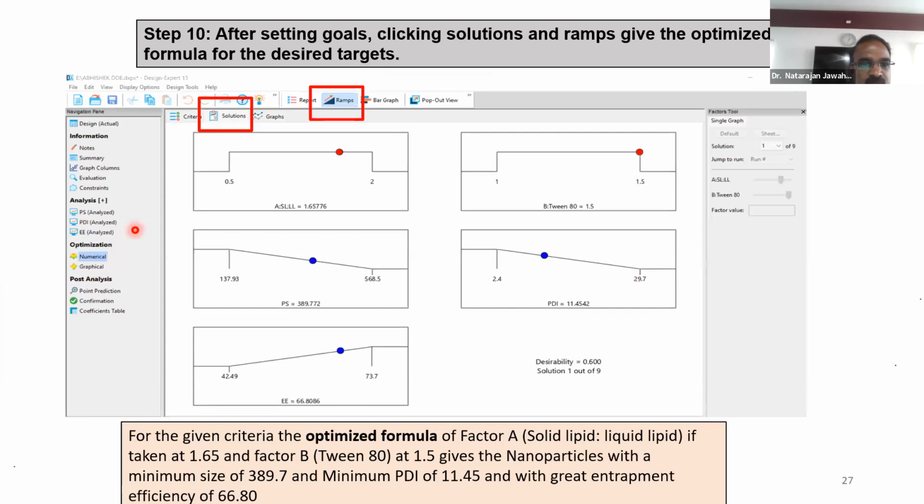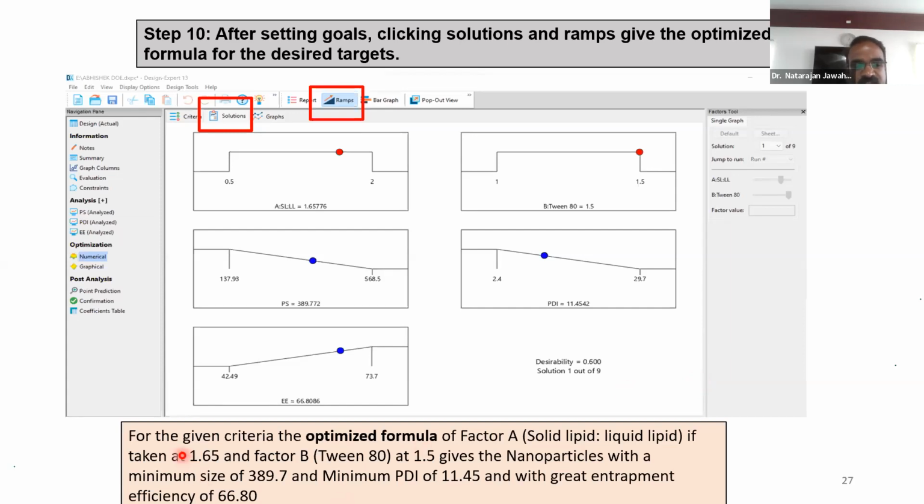Optimization, numerical. Instead of criteria, now I have to select solution, and then I have to select ramps, to get my optimized formula. After selecting, this is my optimized formula. I have to select this A factor and this B factor. This means I will get this particle size, this polydispersity index, and this entrapment efficiency. Then after getting this formula, once again I will do the experiment and confirm the results.